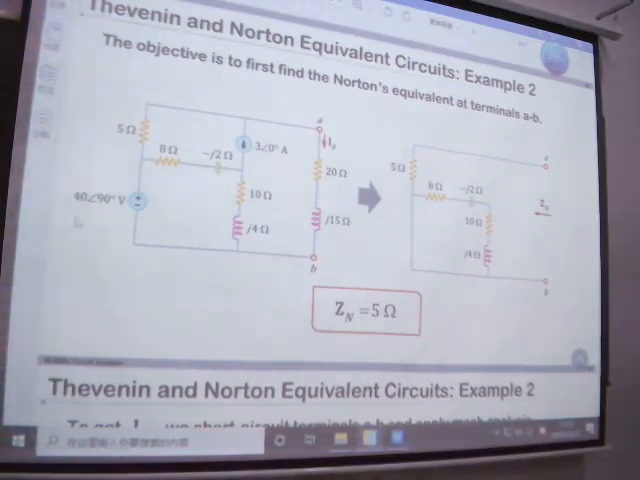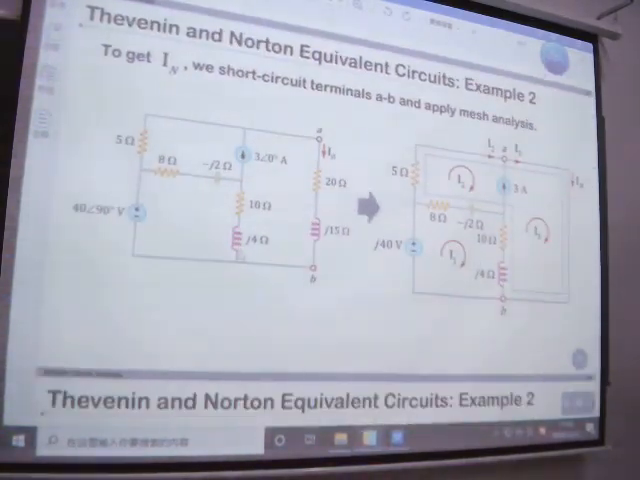And we disable independent sources, which means open current, short voltage. Short voltage here, open current here, and the equivalent circuit becomes like this. And now you can see those parts are shorted by this wire. So the RN is equal to 5 ohm.